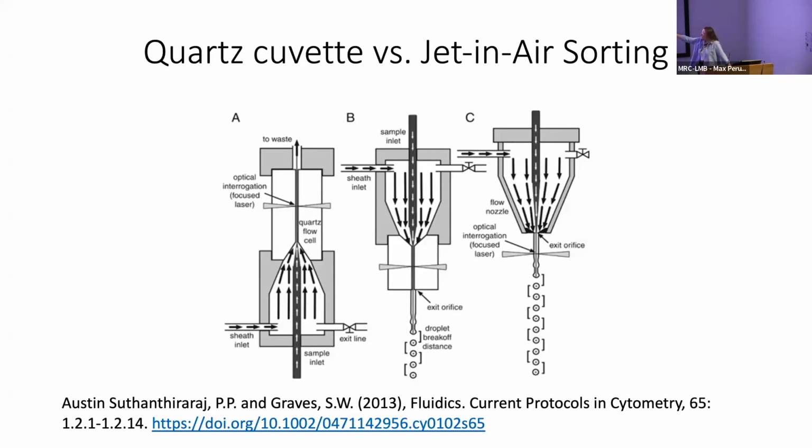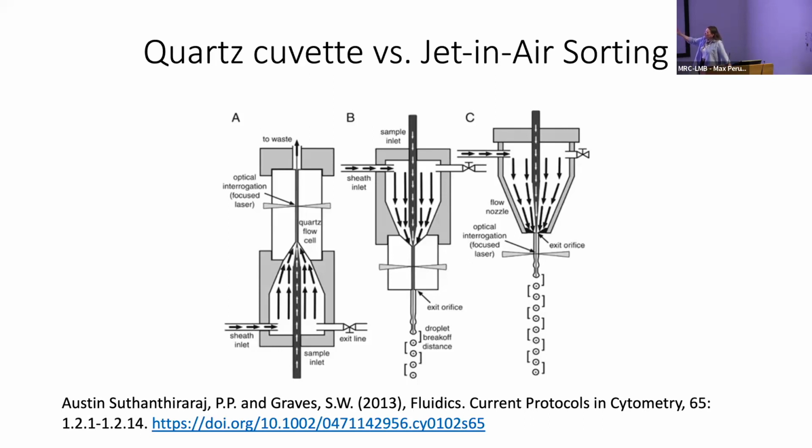laser takes place. The very first one, A, is an example of how an analyzer would work, which Fan covered. So you have your sample inlet, which goes up, and then you have a quartz flow cell, and then you have an optical interrogation or a focused laser beam there where the cells will pass through, and then it will just go to waste. So we don't sort any cells here.